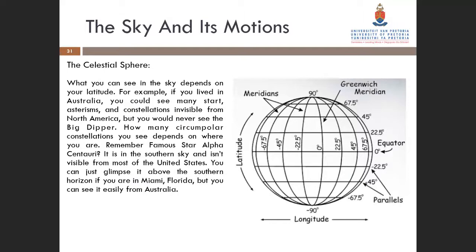What you can see in the sky depends on your latitude. For example, if you lived in Australia, you could see many star asterisms and constellations invisible from North America, but you would never see the Big Dipper. How many circumpolar constellations you see depends on where you are. Remember the famous star Alpha Centauri? It is in the southern sky and is invisible from most of the United States. You can just glimpse it above the southern horizon if you're in Miami, Florida, but you can see it easily from Australia.